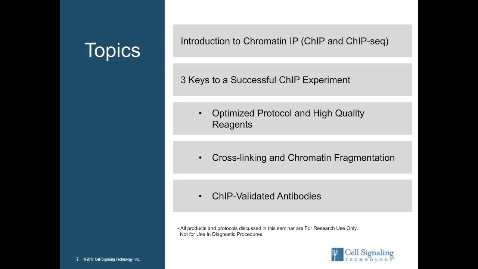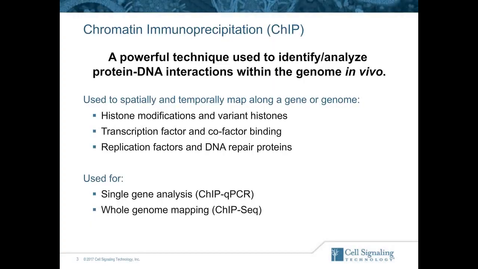So I'll spend just a couple minutes briefly giving an introduction to ChIP, both ChIP and ChIP-seq, and then I want to talk about really three keys to a successful ChIP experiment. The first one being an optimized protocol, high-quality reagents. Next, we'll talk about crosslinking and chromatin fragmentation. And then finally, we'll talk about ChIP-validated antibodies.